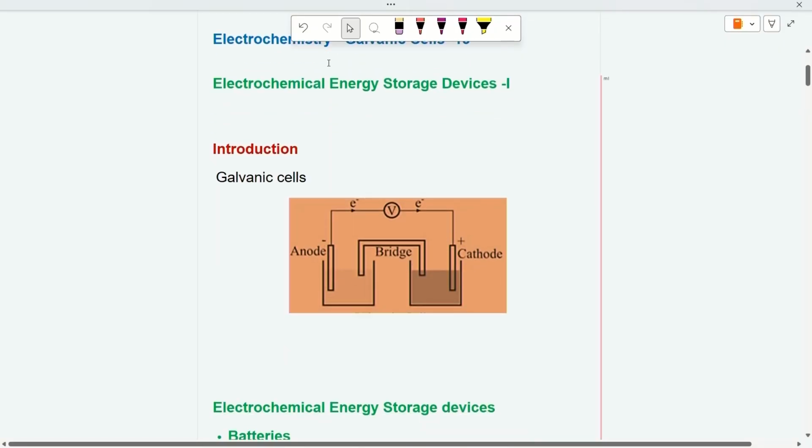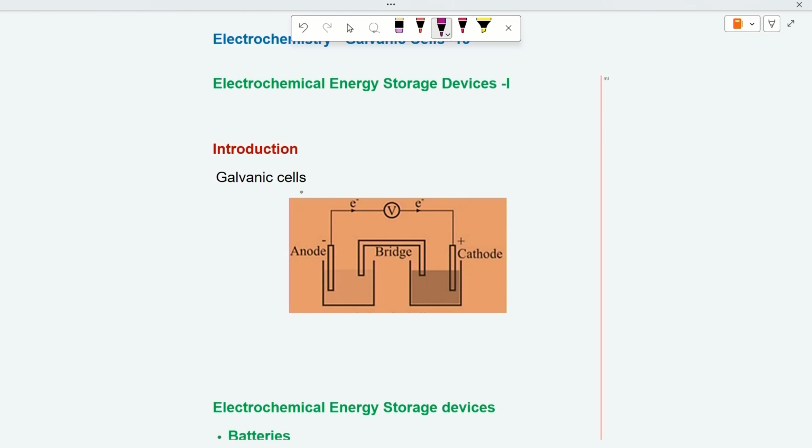So, what is a galvanic cell? A galvanic cell, also known as an electrochemical cell, is a cell in which chemical energy is stored, and you can convert this chemical energy into electrical energy. Now, let us go into detail about the cell reactions happening.